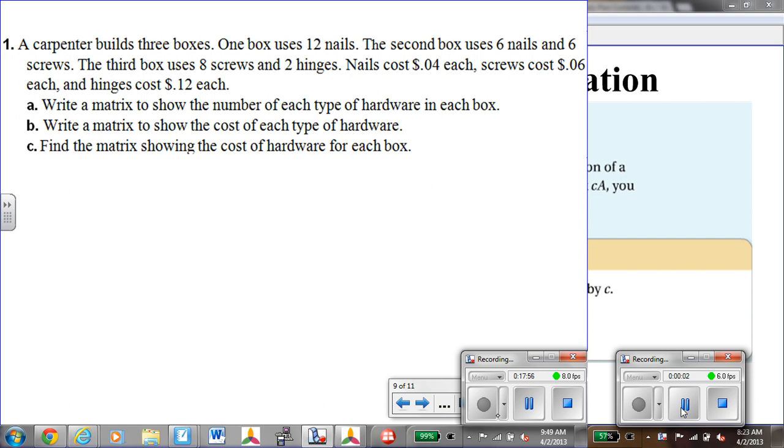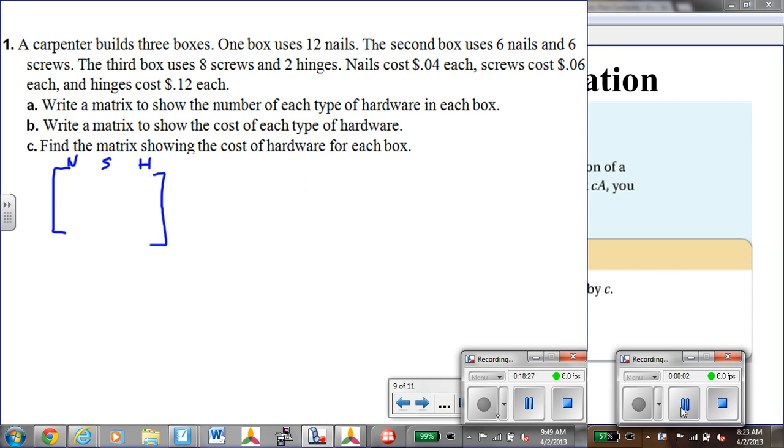Sounds complicated, right? Okay, all you have to do is this. It's not super complicated, but you've got 3 boxes, right? And so what you should do is label each column to represent some piece of hardware. So column 1 could be nails, and then screws, and then hinges. Okay? That make sense so far?